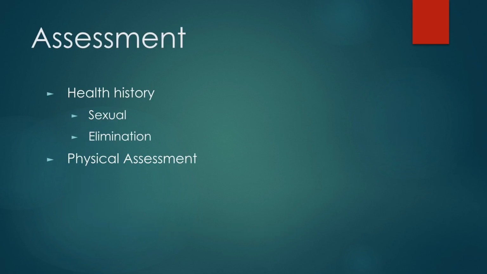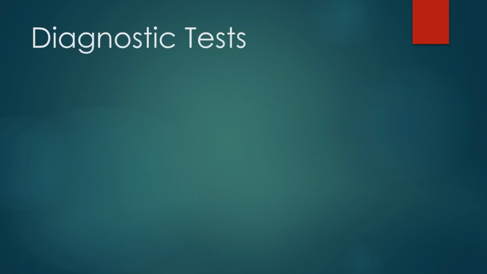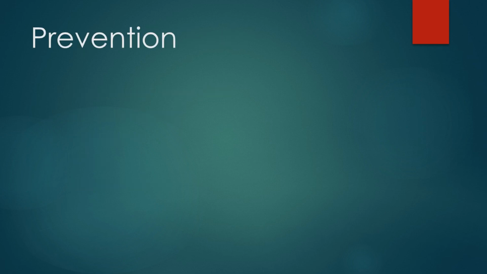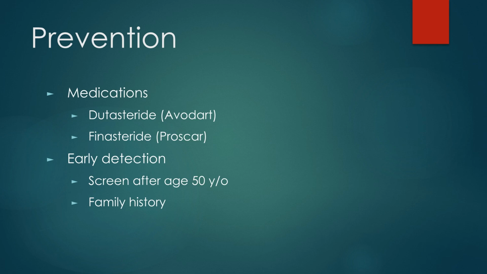Assessment involves a health history focused on sexual and elimination patterns, along with a physical assessment, including a digital rectal exam. Diagnostic tests include the digital rectal exam, or DRE, the prostate-specific antigen, or PSA test, cystoscopy, X-rays, and transurethral ultrasound, or US. Prevention includes medications like dutasteride and finasteride.